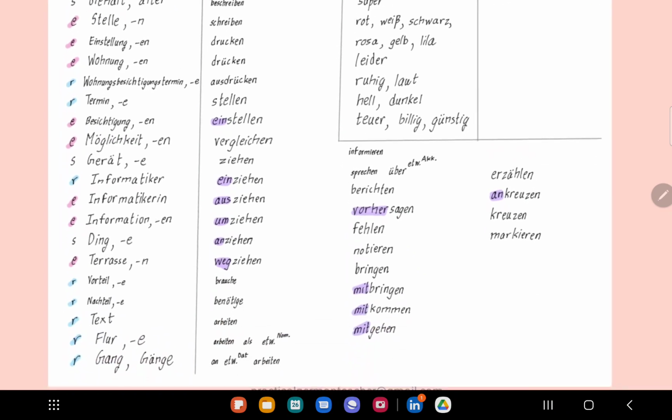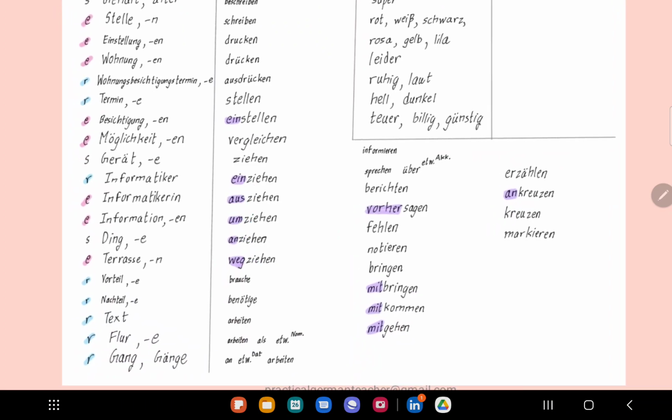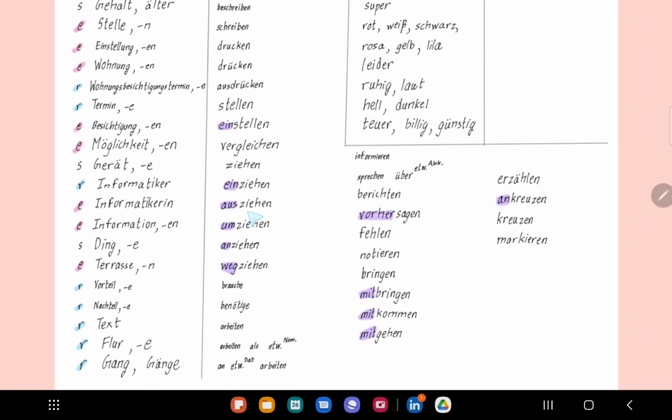And let's look at the verbs. So you have einziehen, ausziehen, umziehen, anziehen, wegziehen. Einziehen means to move into a house. Ausziehen means to move out of a house. Umziehen means to change your place, move from one place to another. Anziehen means something else. For example, you have this statement, my favorite: Magnet zieht Eisen an.